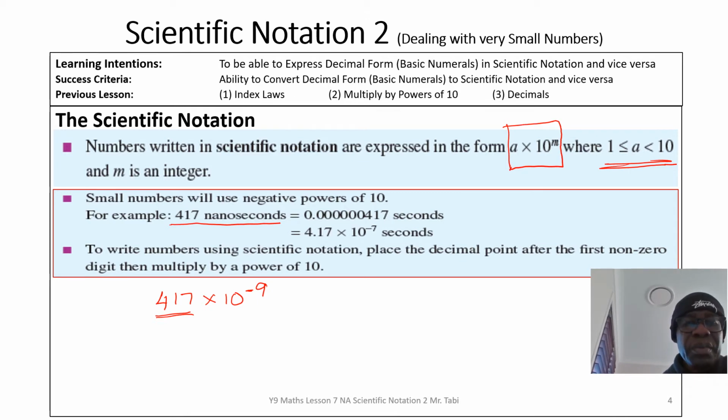So you can write this in the basic numeral first. This in the basic numeral is simply 417 times 10 to the power minus 9, which is the same as 417 divided by 10 to the power of 9.